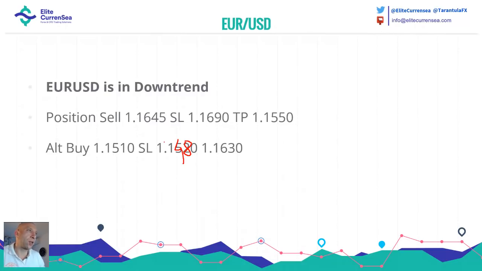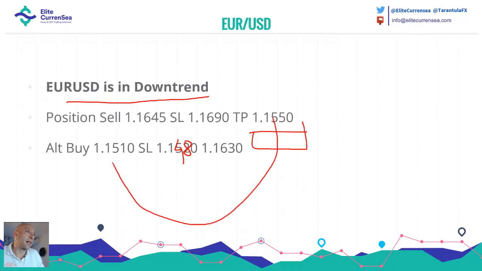But pay attention to this because euro dollar is in downtrend, and this TP is in between this level and this level. I'm not sure really because it can whipsaw, so that is why I left it with some small gap of 40 pips between the alternative trade and TP. As I say, this could be the TP and this could also be a buy position. Let me show you the chart now.